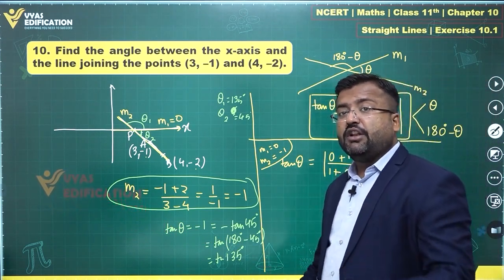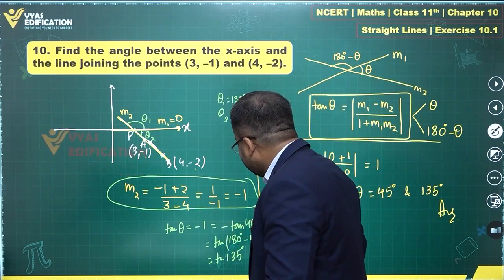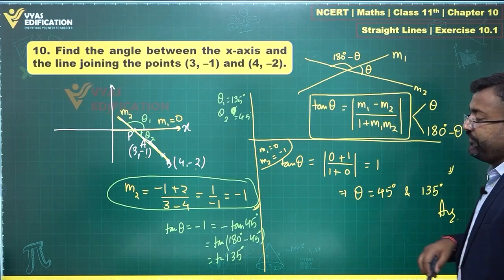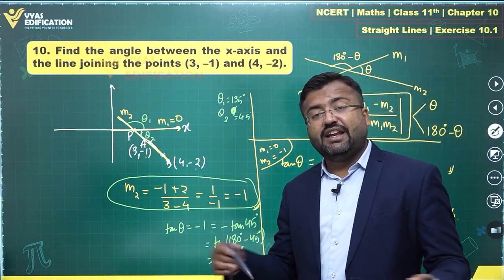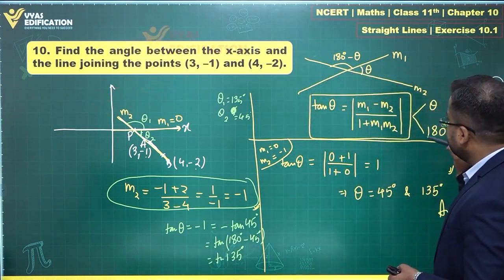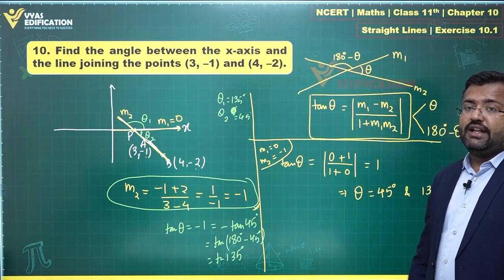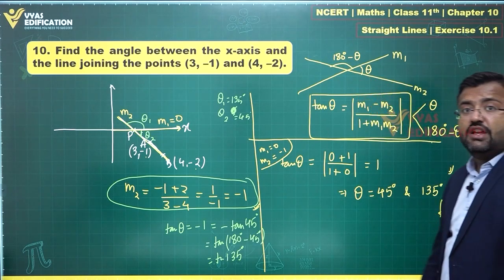For this particular question, you can guess the angle very easily. But in general, for finding the angle between any two lines, this is what you'll use. This is the result, the concept that you use for finding the angle between any two lines. That's the complete solution of this question, as you can see behind.